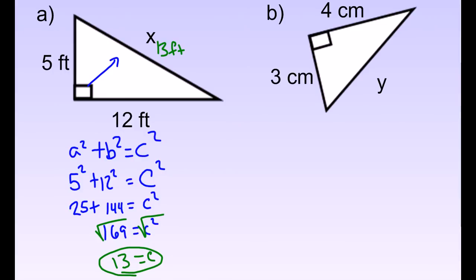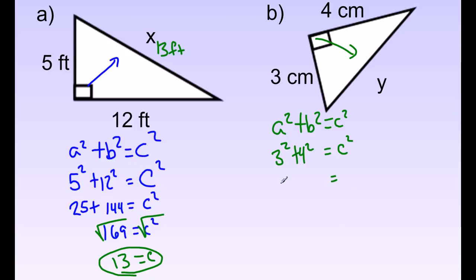Letter B. Same process. So first thing I do is I write down the formula. A squared plus B squared equals C squared. And I'm looking for the hypotenuse. I'm looking for the C, this longest side, so I leave it a variable. The other two, it doesn't make a difference how you put them. You could put 4 squared plus 3 squared or 3 squared plus 4 squared.